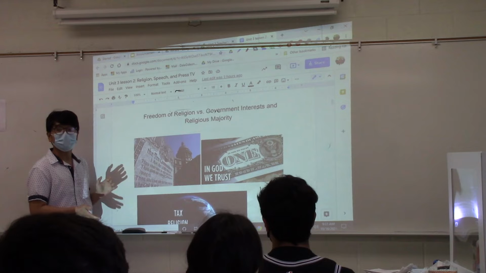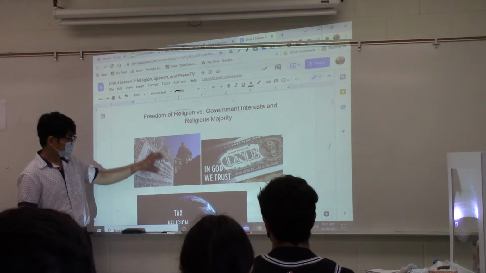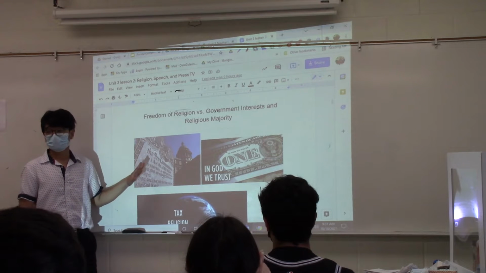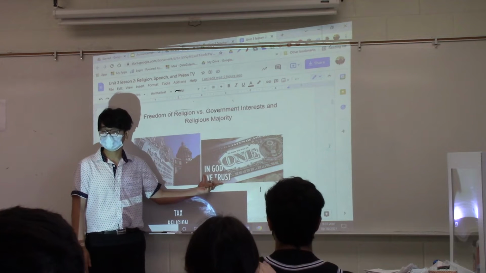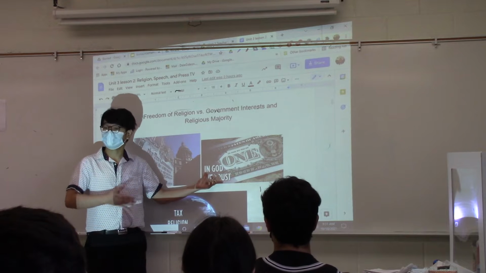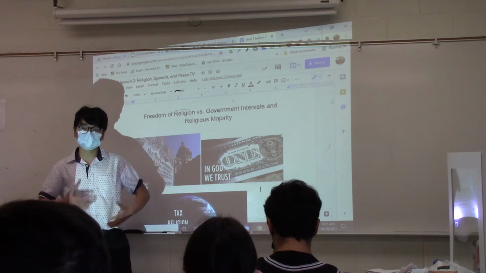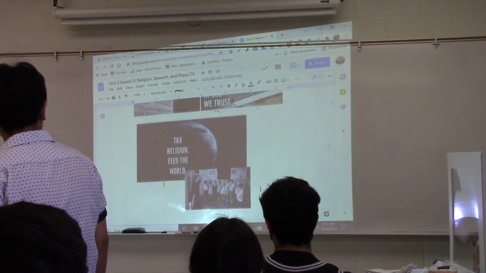So there's a lot of gray areas about this. For example, there are religious signs in public buildings. Is that a violation of the Establishment Clause? We have religious symbology, and we have religious things in our Pledge of Allegiance, in our money right now. Is that a violation of the Establishment Clause? So there's a lot of gray areas when it comes to the separation between church and state.